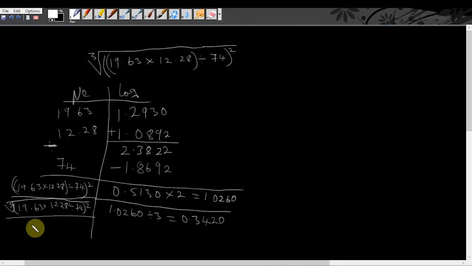If you check it from the table, you have 2198. Then the characteristic is 0 here, which means you count 1, which is 2.198. This becomes your answer.